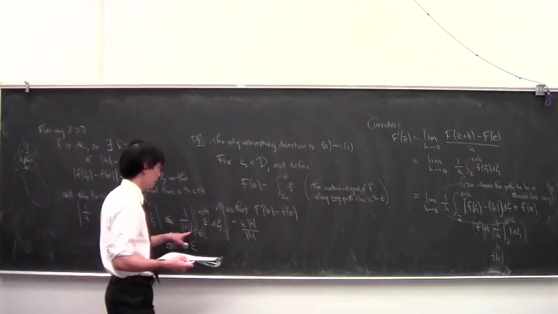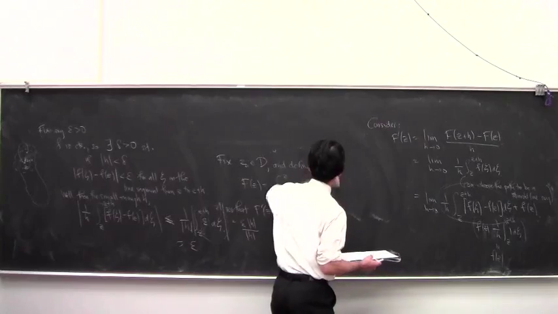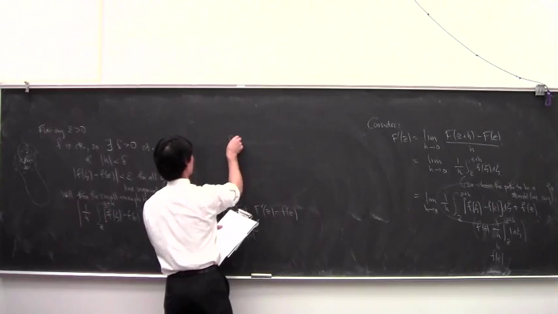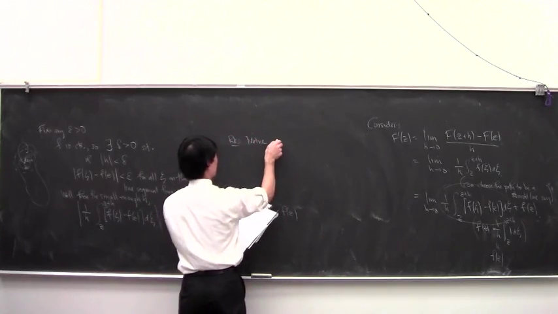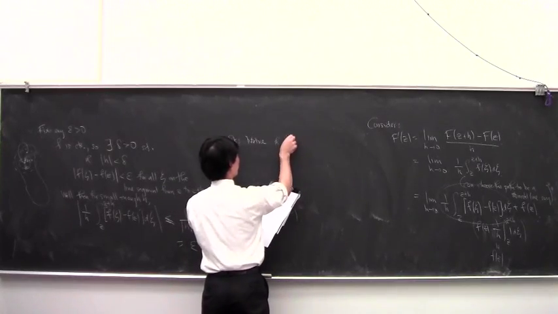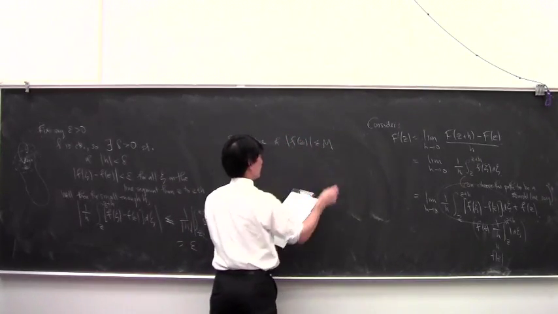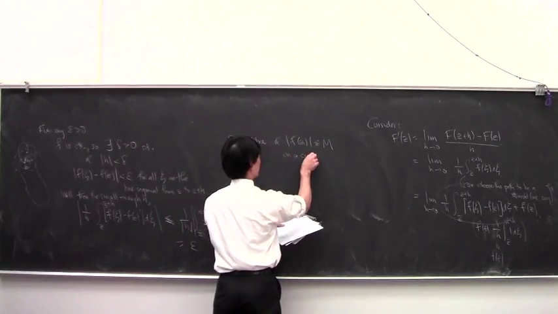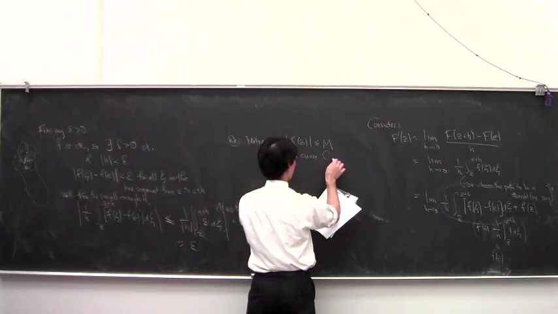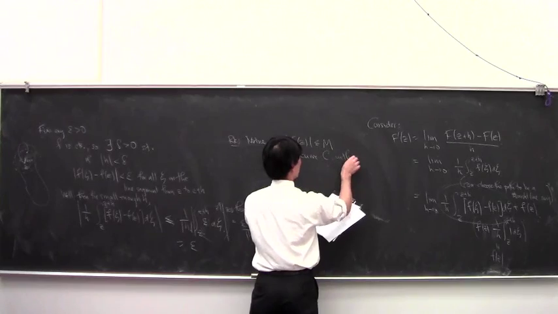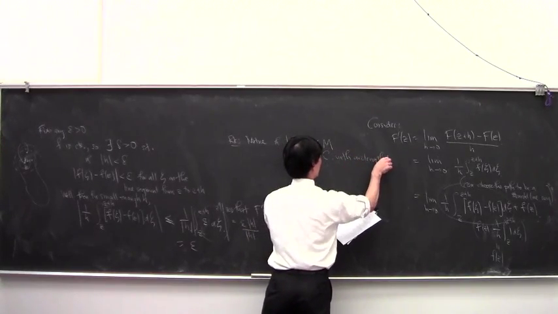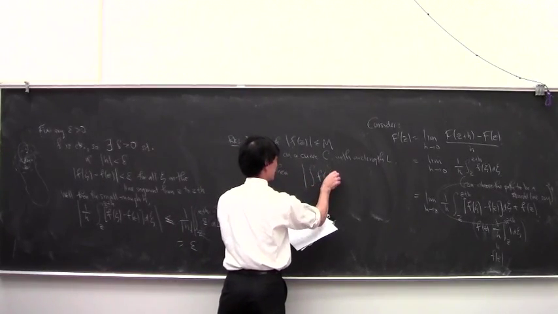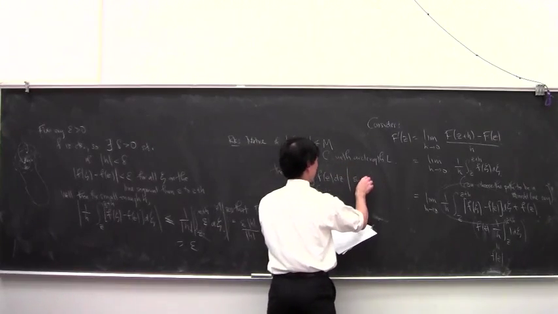This fact that we're using here is kind of useful, so let me single it out. So notice that if the modulus of f is bounded by some M on a curve C with arc length L, then the absolute value of the integral of f is controlled by M times L.